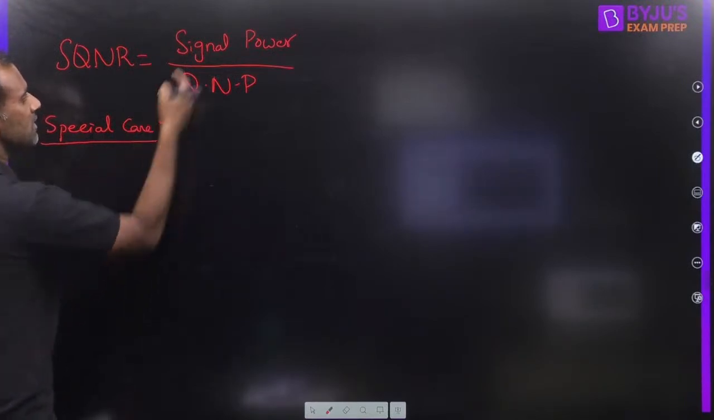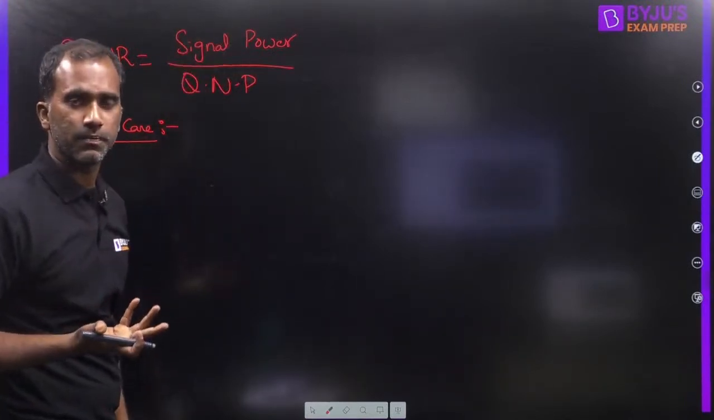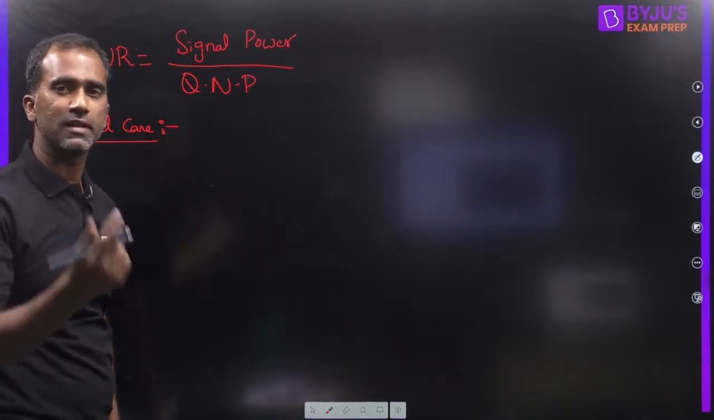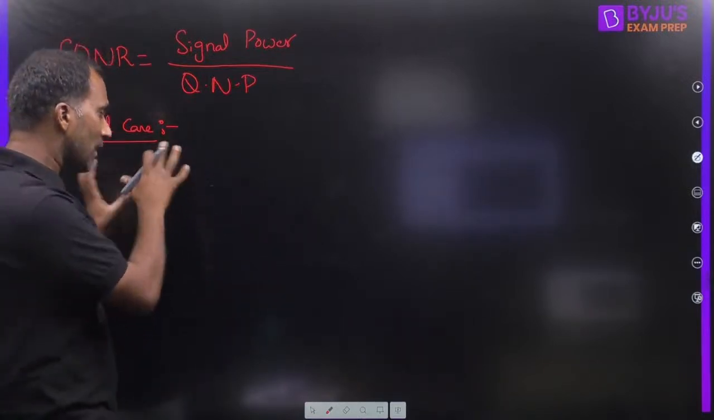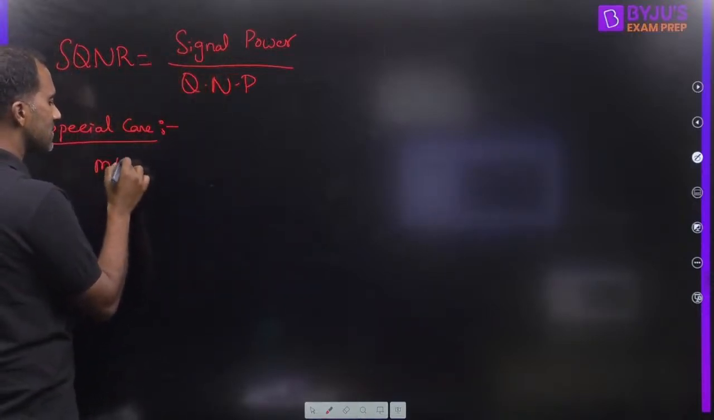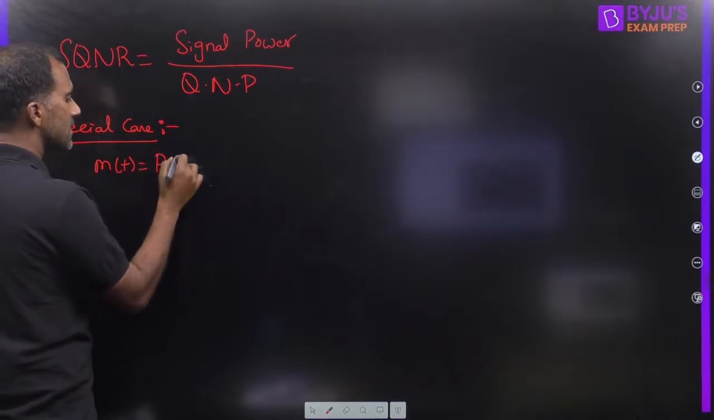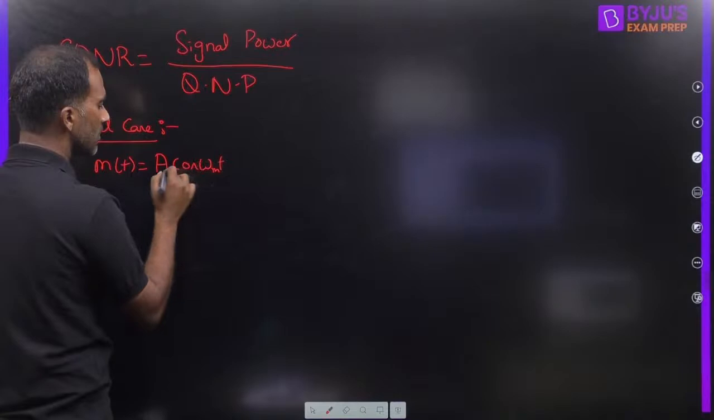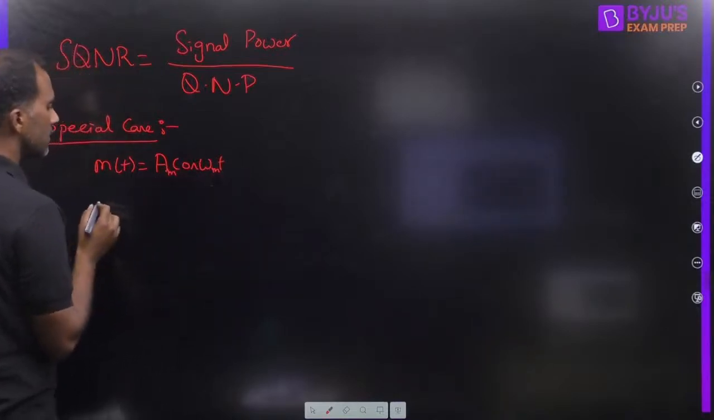But I'm going to assume the signal. If you want to find signal power, you have to assume some signal. In the exam, in the question, they'll give you some information about the signal, and you can find the signal power. For now, to have some formula, I have to take some signal. So our favorite signal is a sinusoidal signal. Let's take a sinusoidal signal, Am cos omega mt, right?